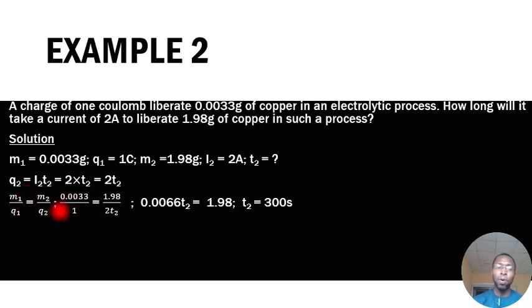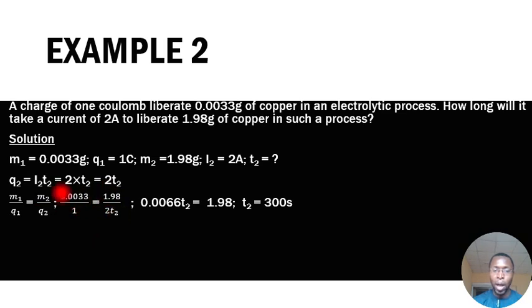Now, bringing into our formula, M1 over Q1 equals M2 over Q2. Our M1 is already 0.0033 gram. Our Q1 is 1 coulomb, over 1 coulomb, equals our M2, in this case, 1.98, but our Q2 is 2T2. So we substitute our Q2 here with its value 2T2. So instead of writing Q2, we have 2T2 here.